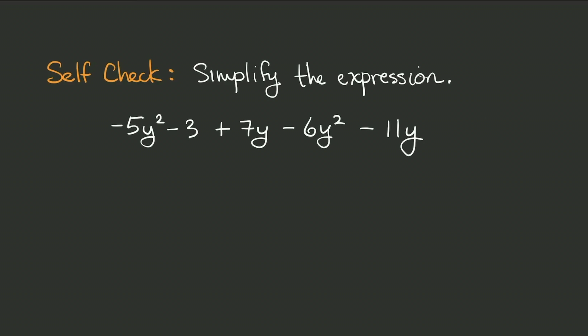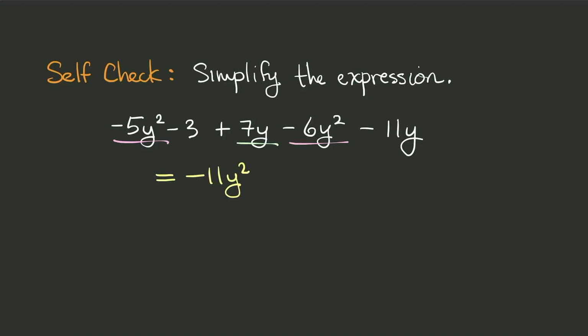Our first term, negative y squared, is going to be a like term with negative 6y squared. So when we combine these two, negative 5 plus negative 6 is going to give us negative 11 for the coefficient of y squared.